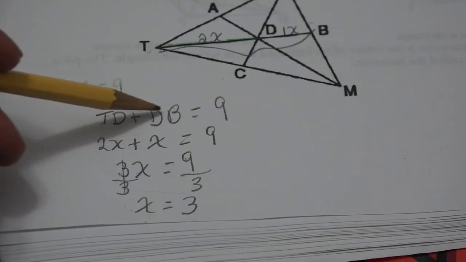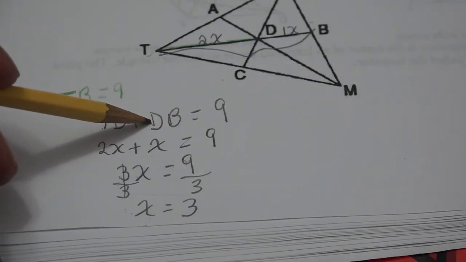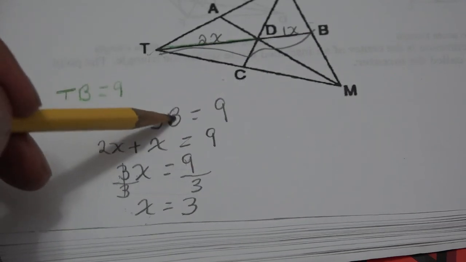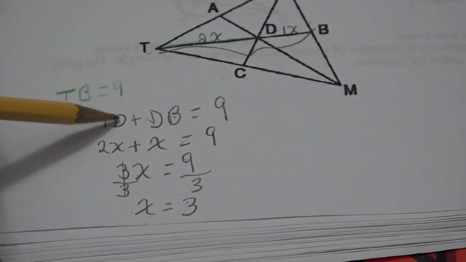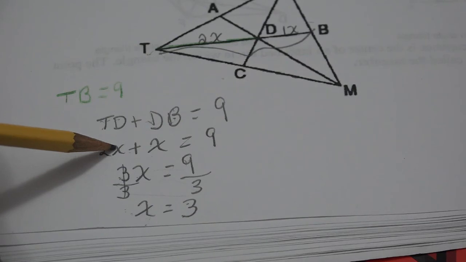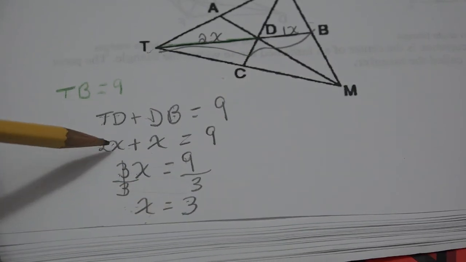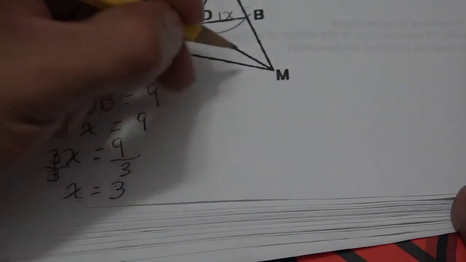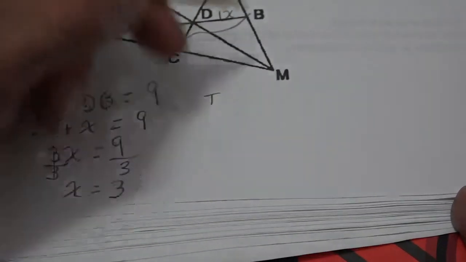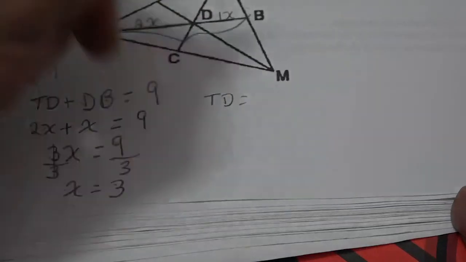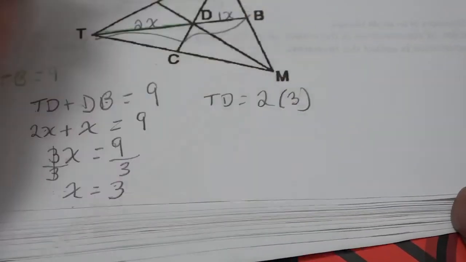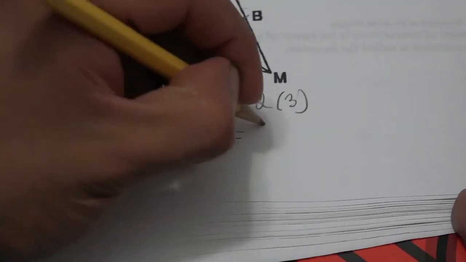X is dB. Hey, wait. dB is 3. TD is 2x. X is 3. 2 times 3. So basically TD is equal to 2x. In this case, 2 times 3. Hopefully you won't forget. So TD is equal to 6.